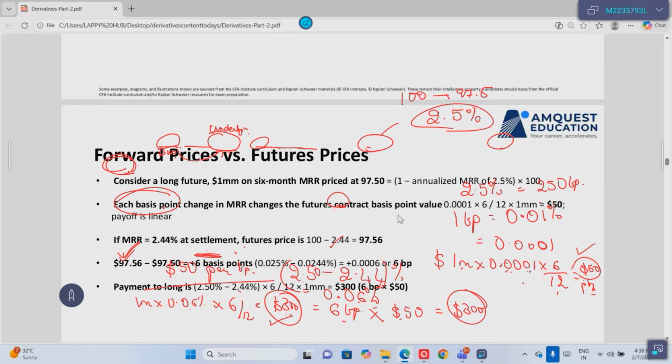Good. And note that your payoff is linear. When I say linear, it means it's a straight line. That's called linear. So suppose the interest rate is going up, then the payoff will be a straight line. So it's not curvilinear, it's a linear function. Why? Because it's related directly to the interest rate. As the rate goes up, the payment is going up in a straight line.